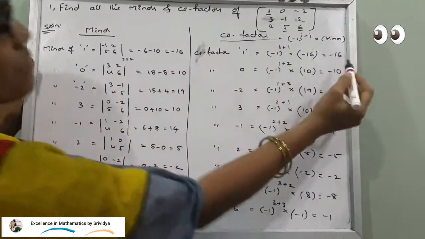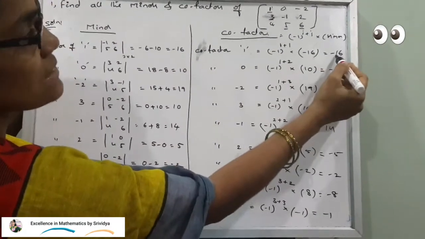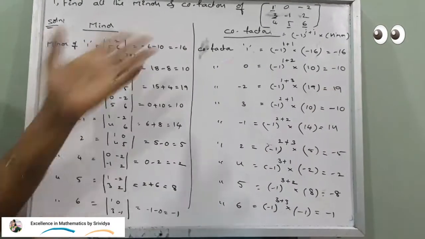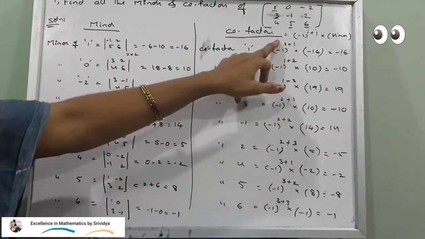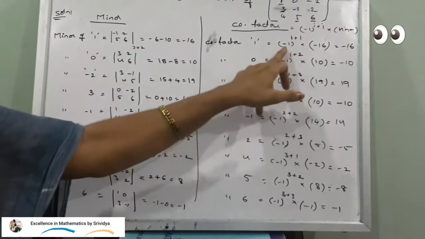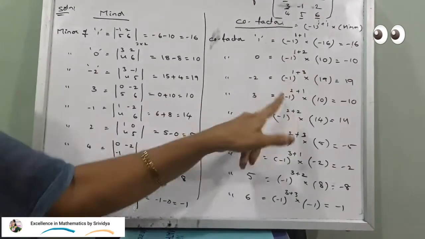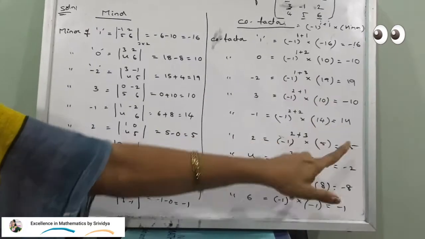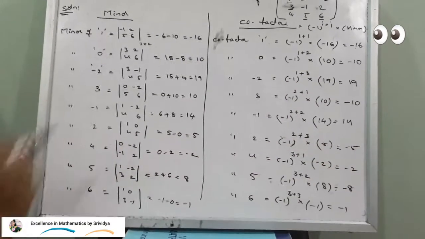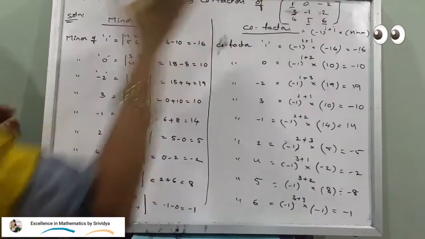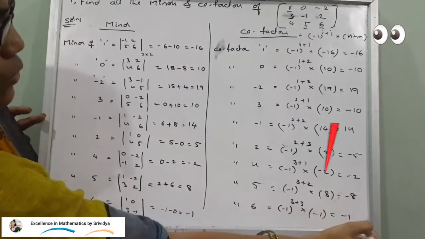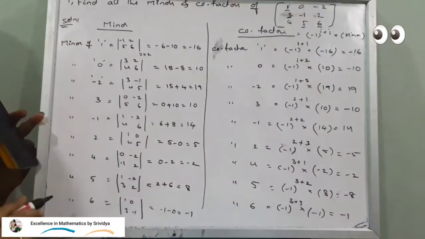So what we have observed here? We observed alternate plus minus signs: minus 1 whole square is plus, minus 1 whole cube is minus, minus 1 whole power 4 is plus, minus 1 whole power 3 is minus, plus, minus, plus, minus. These are the minors and cofactors of the given matrix.